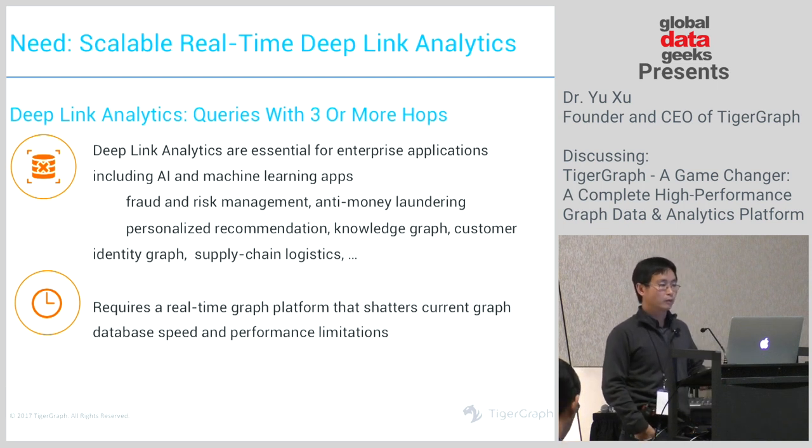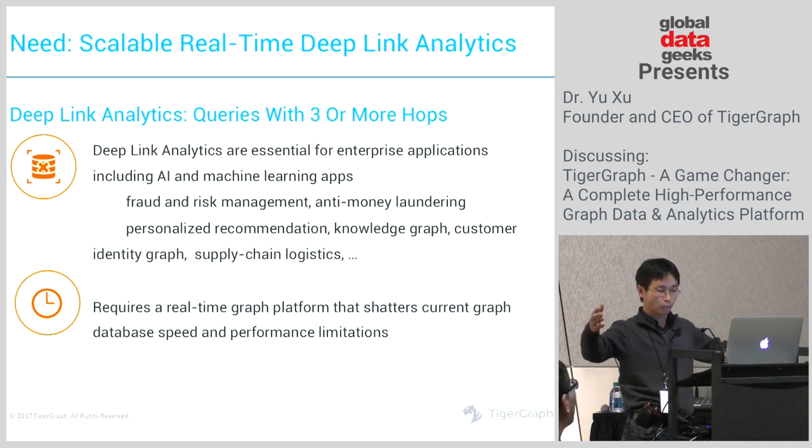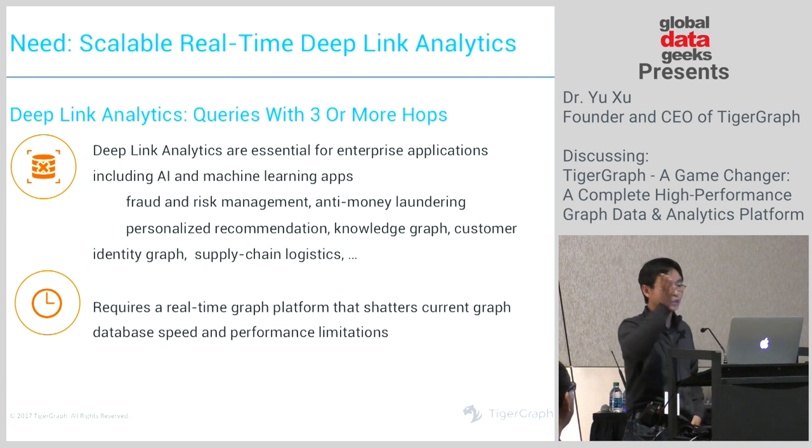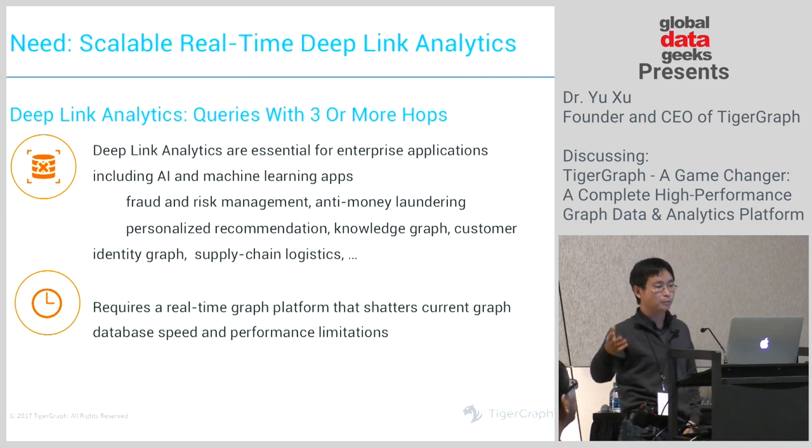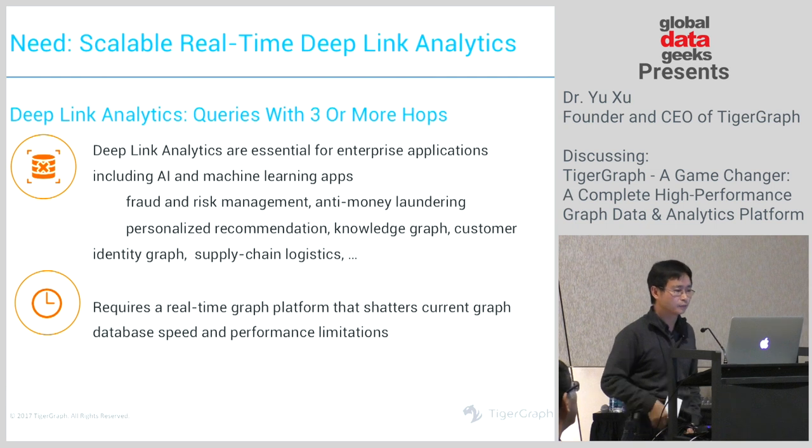And for personalized recommendation, yeah, you can traverse many steps according to different dimensions, like a purchase pattern, shared interest with similar people, or different categories. So it's all more than three hops in a bigger graph.